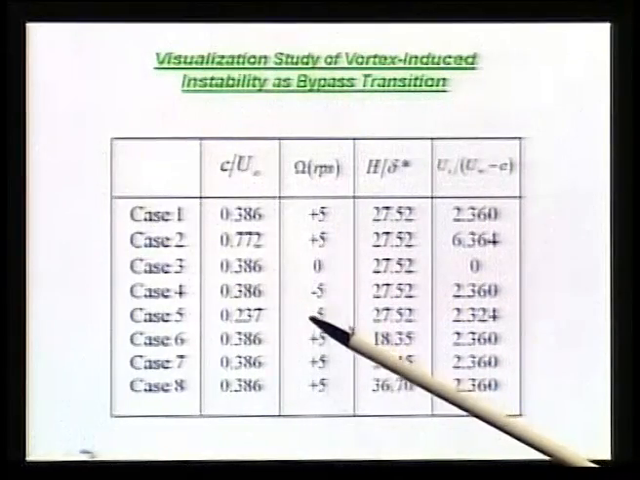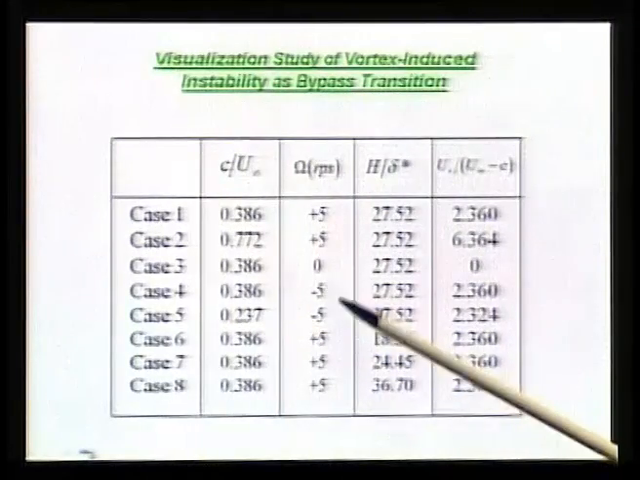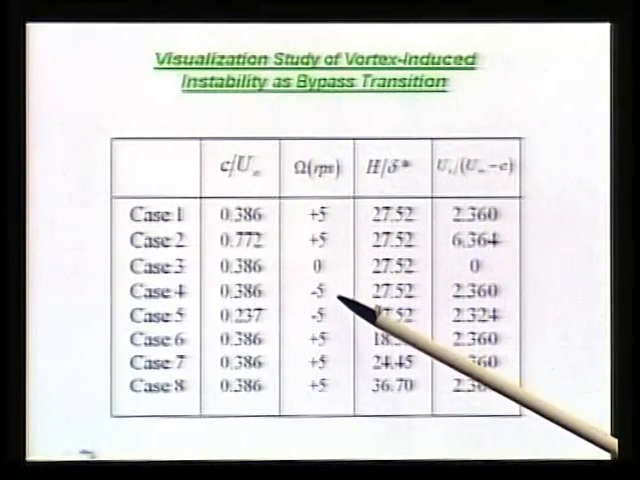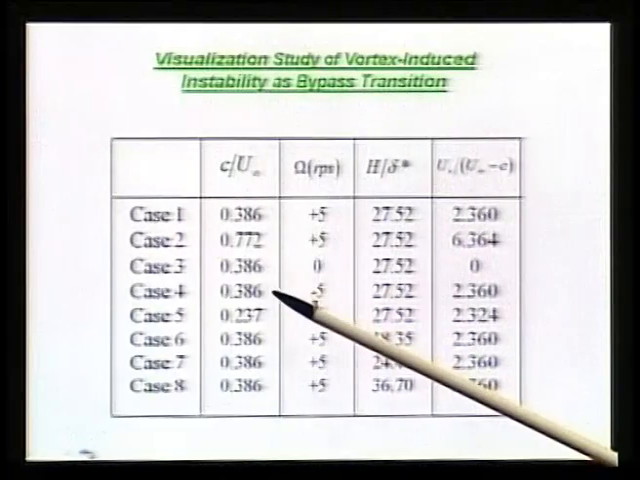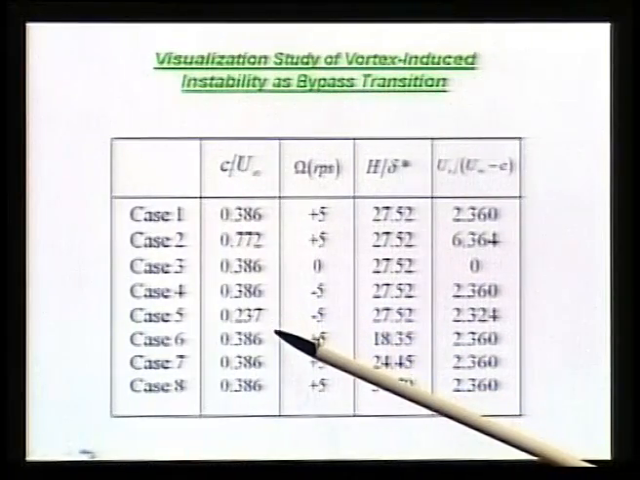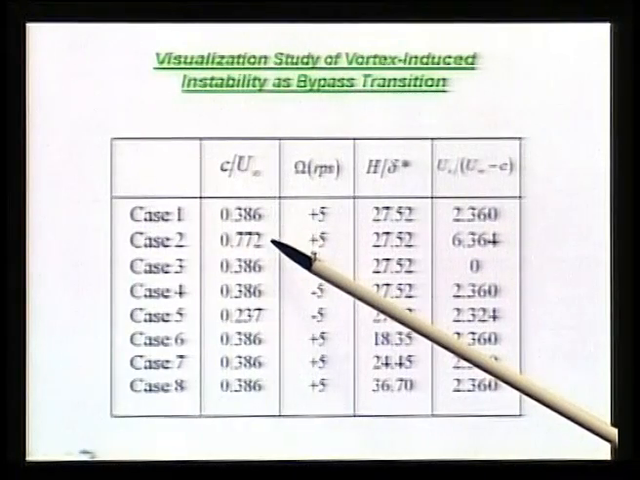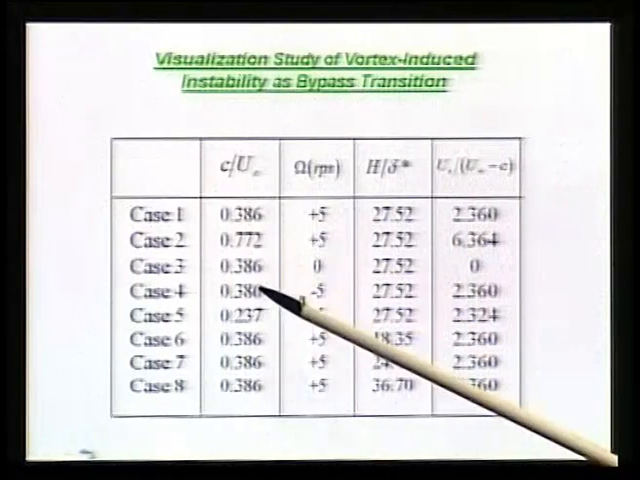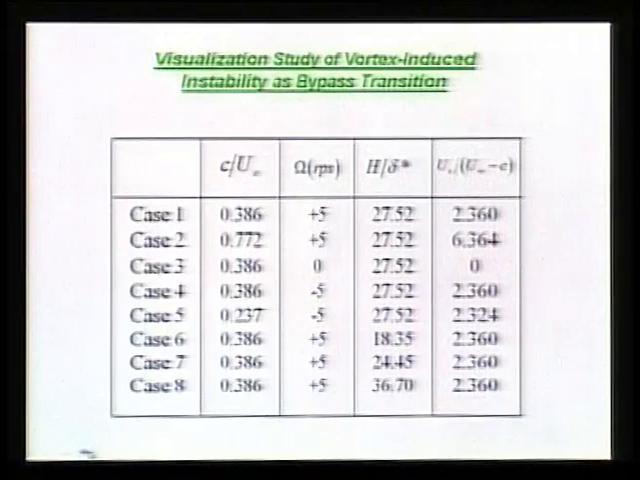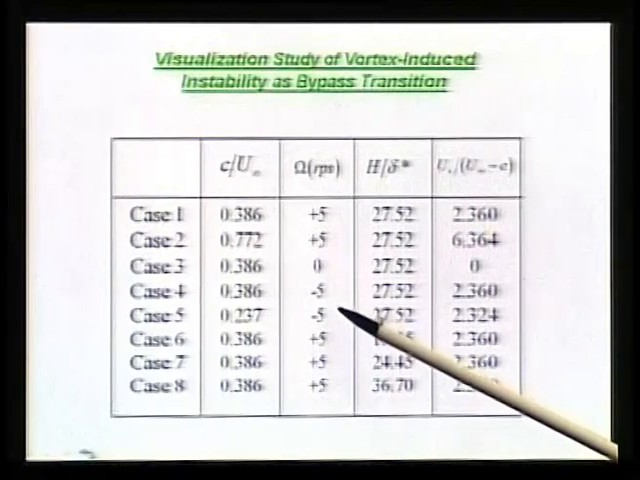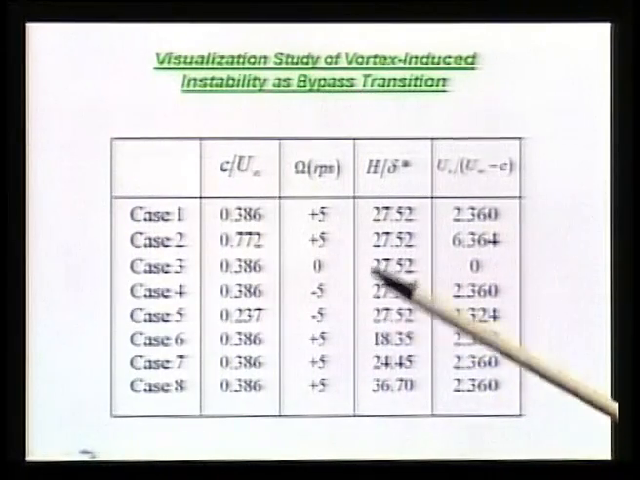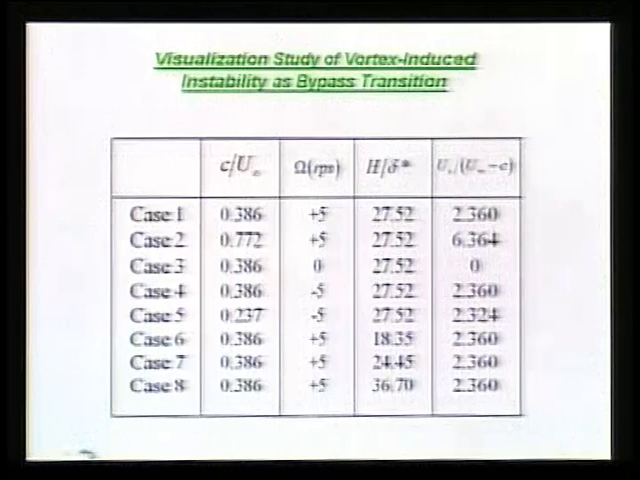Case 4 and 5 corresponded to clockwise rotation of the cylinder, at the same rotation rate. The speeds were kept lower because we will see that this is not very receptive while this is so. So, in this case the cylinder was rotated in the opposite direction. So, you created a captive vortex of opposite sign, and while the other parameters remain the same, we wanted to see what happens with a different vortex effect.